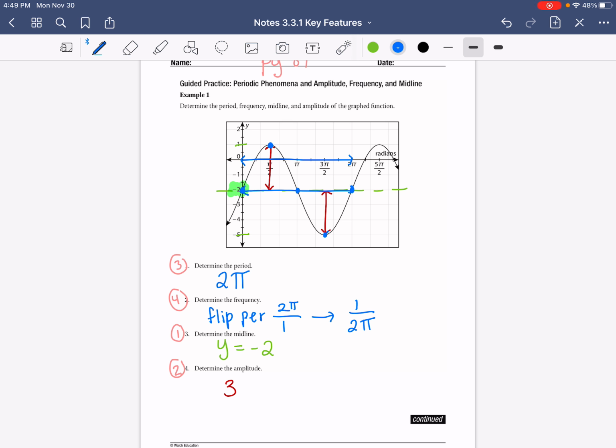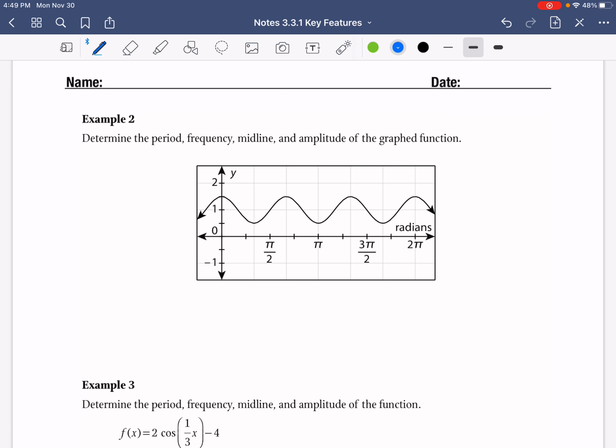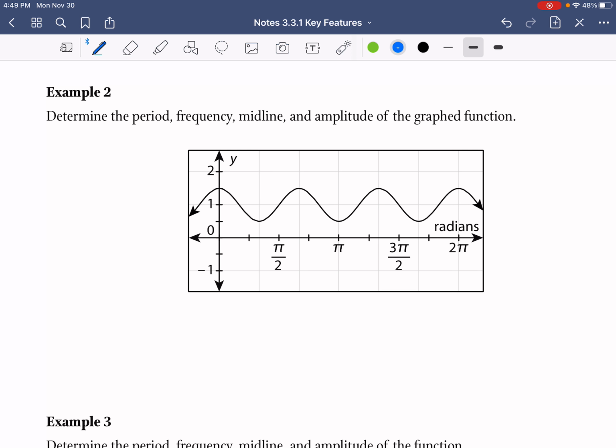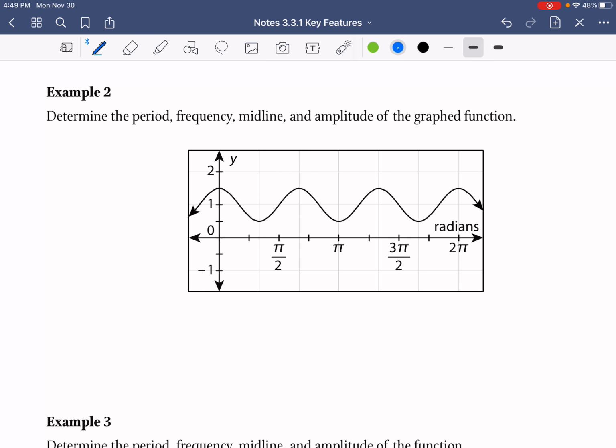We're going to do some more examples so you can see. All right, example 2, same thing. Find the period, frequency, midline, and amplitude. I'm not going to go in that order. I'm going to first find my midline, and then my amplitude.